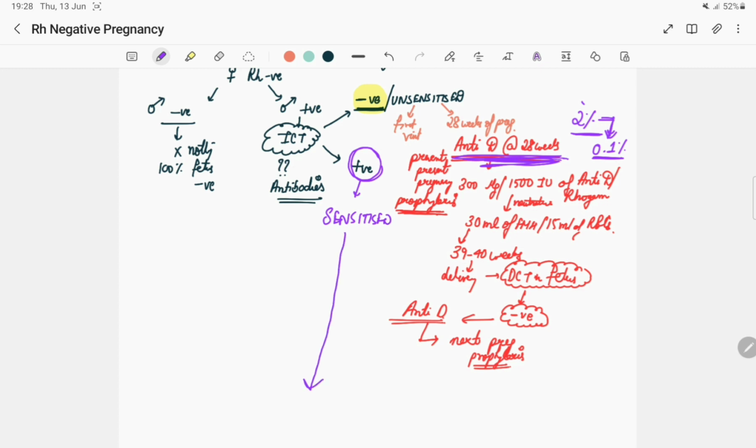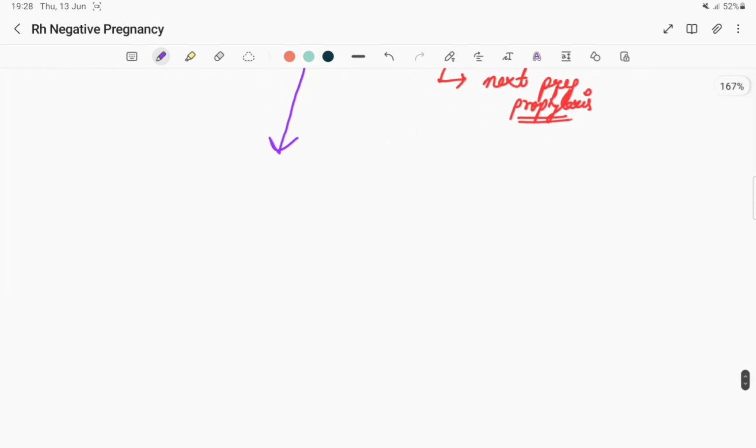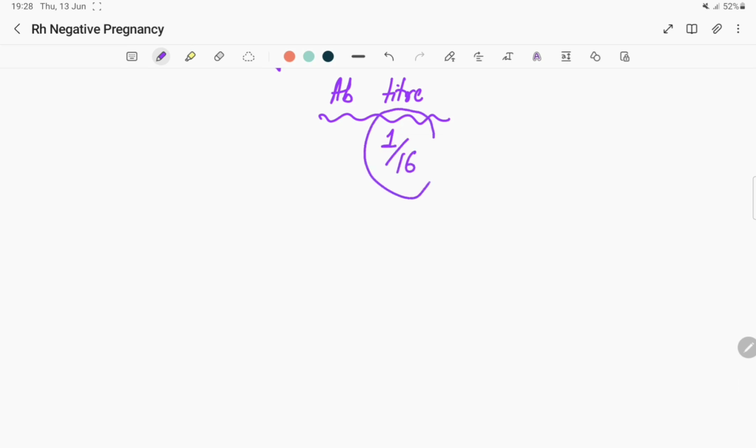If she's sensitized, which means she has those antibodies in her circulation, you go for antibody titer in her. Find out how much antibody she has. Okay, so I do the antibody titer in this woman. Now see, what is my critical cutoff? That is 1/16. Just remember this value, 1/16. If she has any value which is more than or equal to 1/16, then my management becomes different.